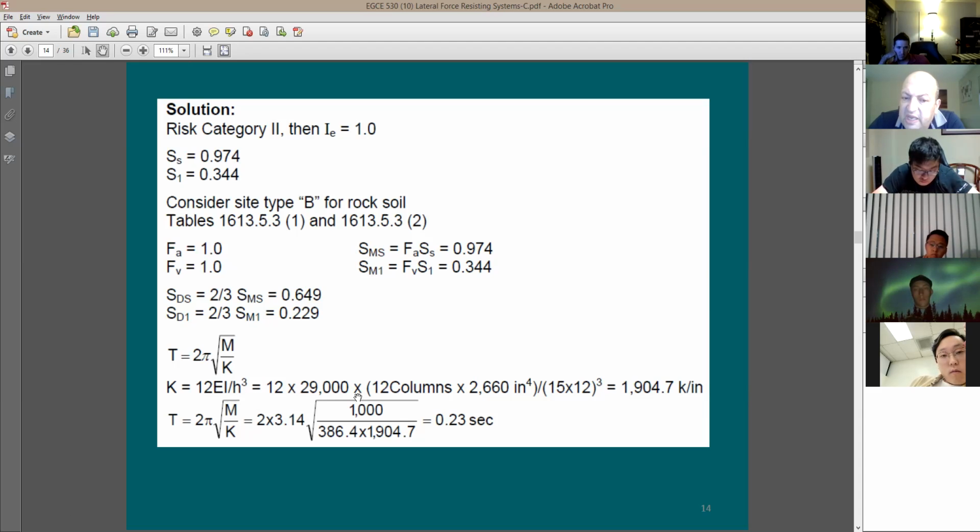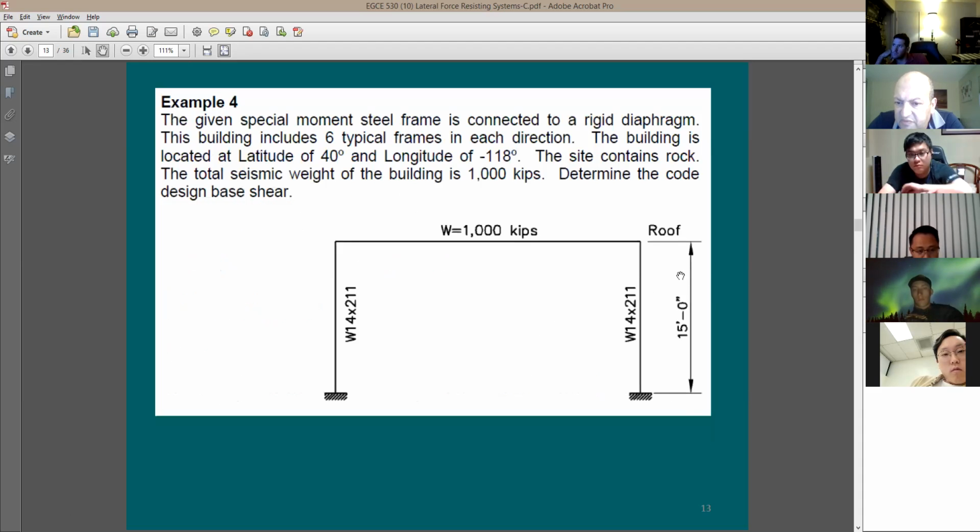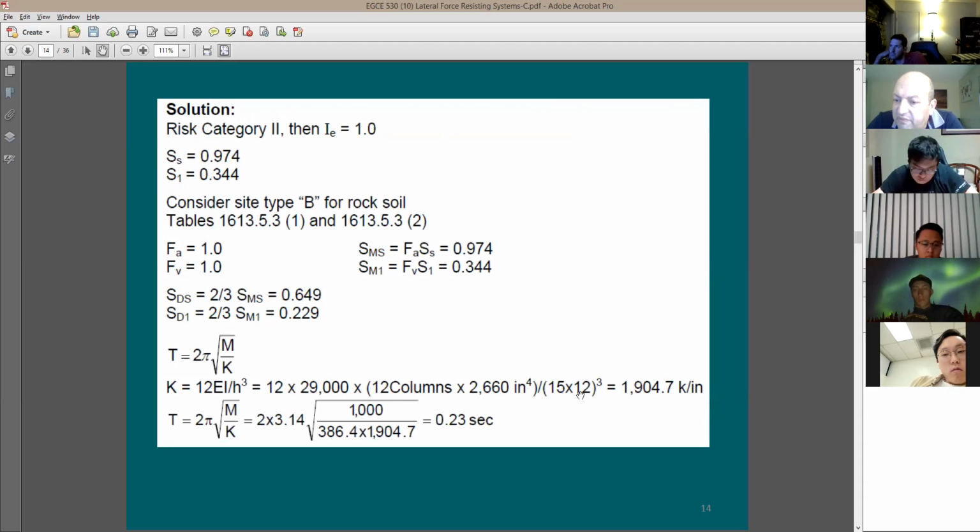For the moment of inertia, I have 12 columns times the moment of inertia for this column here, the W14 by 211. So this 12 here, because I have 12 columns, is a constant in the equation, divided by the height cubed. The height here is going to be 15 feet. Look at this height, 15 feet, times 12, because I need to put it in inches. As I said, be careful about units here, cubed. Now the stiffness is going to be this much kip per inch.